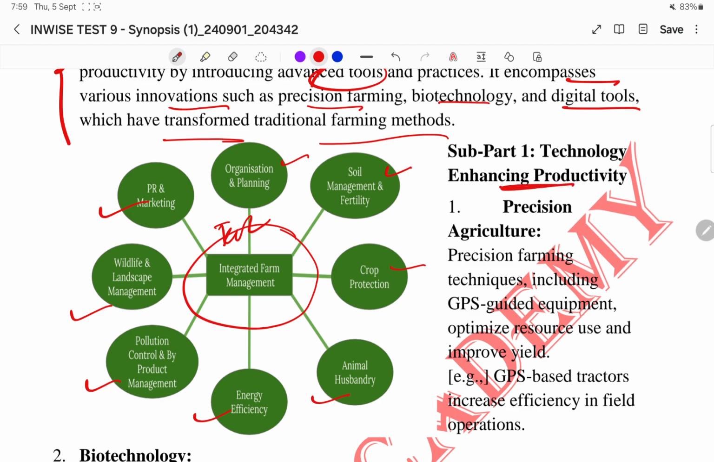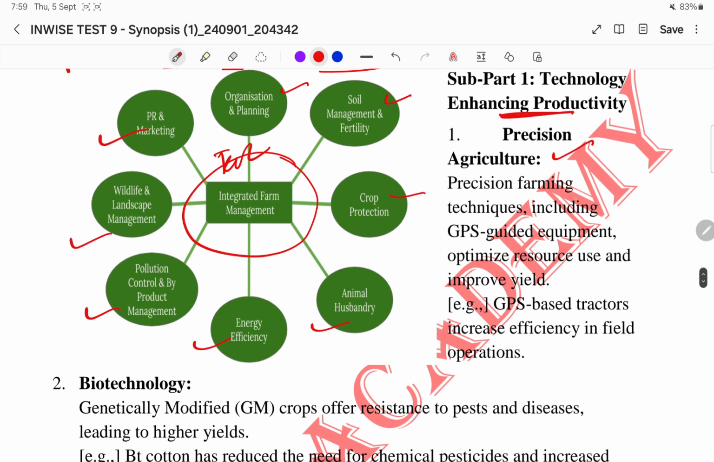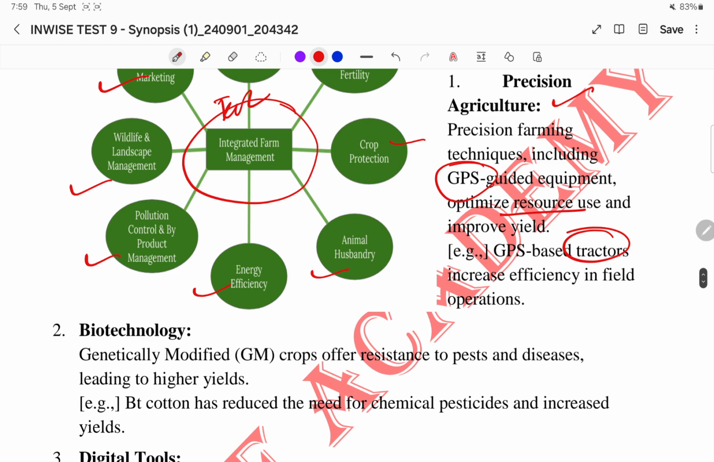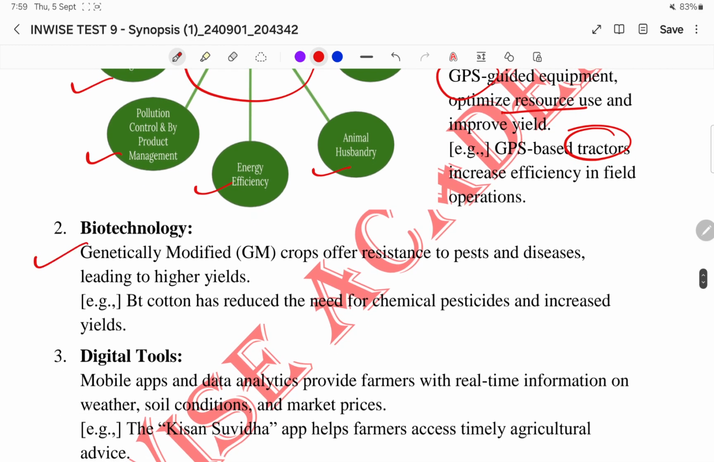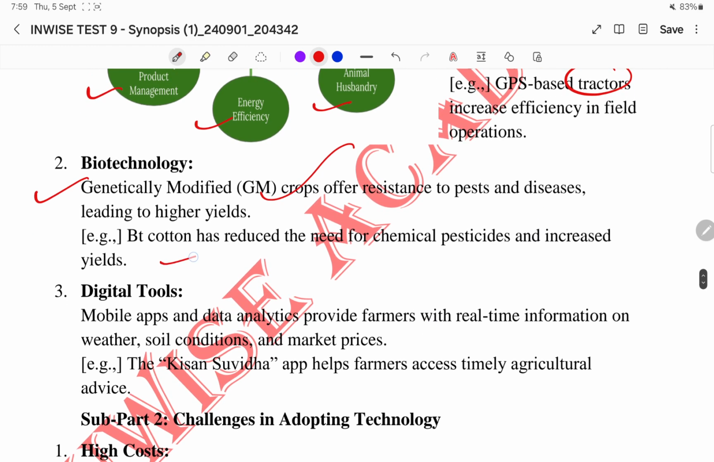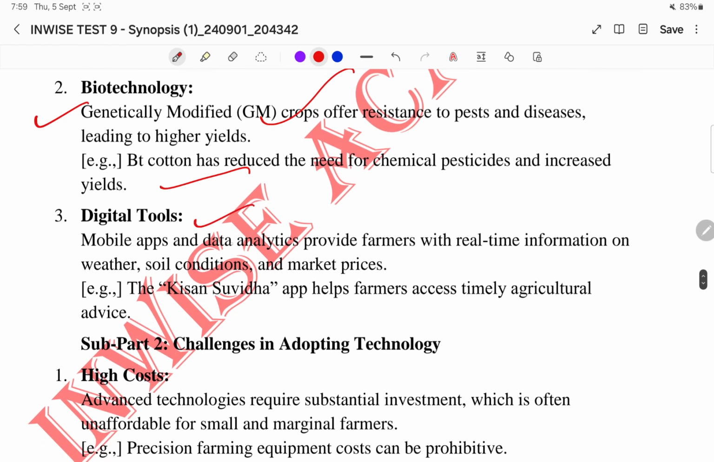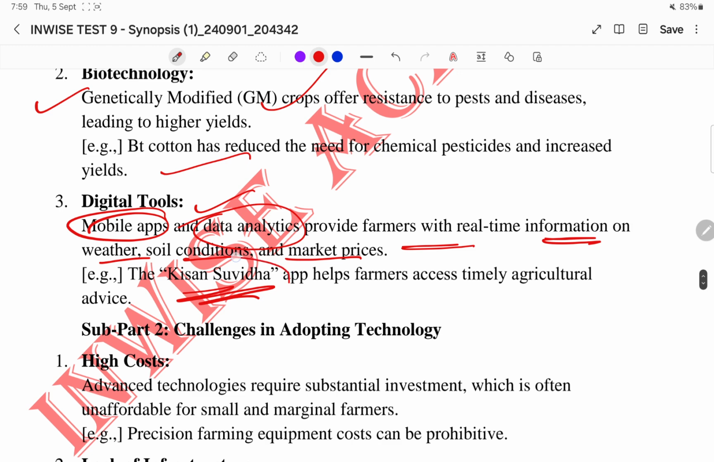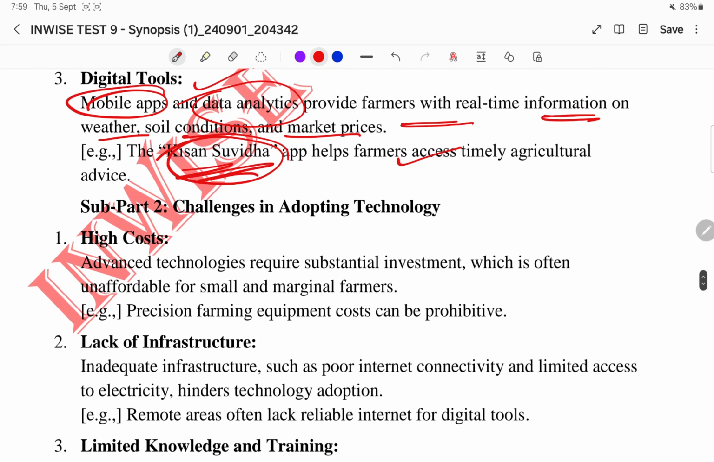It enhances the productivity. So precision agriculture technology includes GPS guided equipment. They optimize the resource use and improve yield. So GPS based tractors, etc. Then biotechnology like GM crops, BT cotton. Then digital tools like mobile apps and data analytics. They provide the farmers with real time information on weather, soil condition, and market prices. Kisan Suvidha app for farmer access to timely agricultural advice.